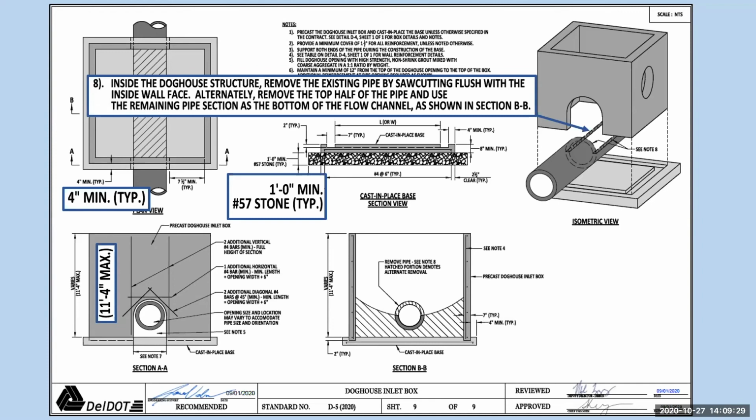Inside of the doghouse, you see number 8 says that inside the doghouse structure, remove the existing pipe by saw cutting flush with the face. Alternatively, can remove the top half of the pipe and use remaining pipe section as the bottom of the flow channel. And in the previous drawing, if you were to look at it side by side, that wasn't shown. So it's just the pipe is shown now as being cut to be a flow channel.